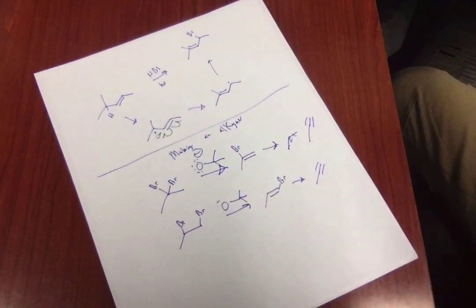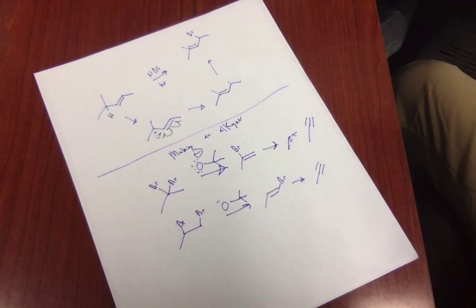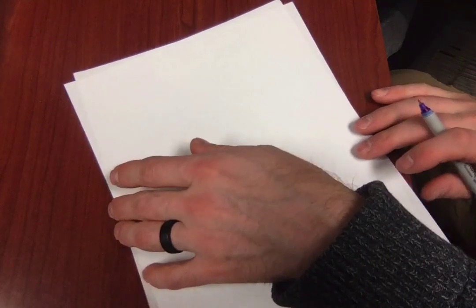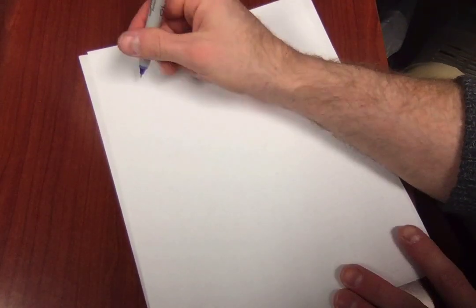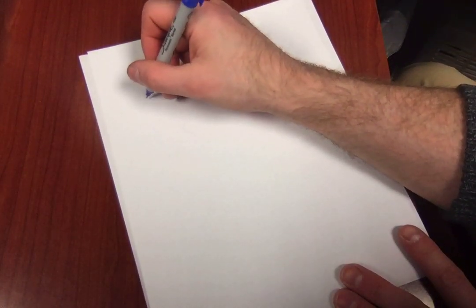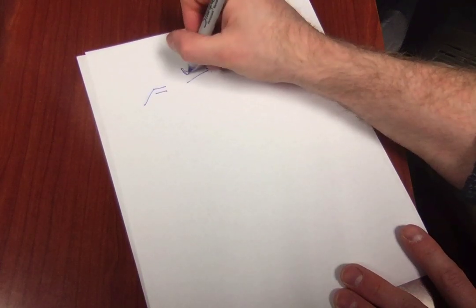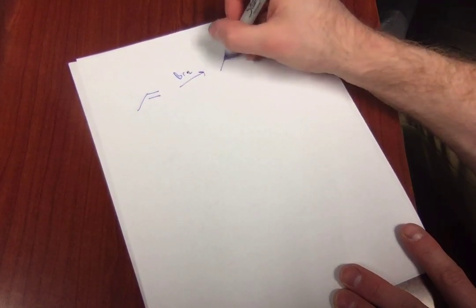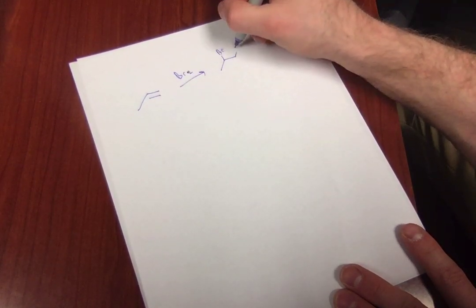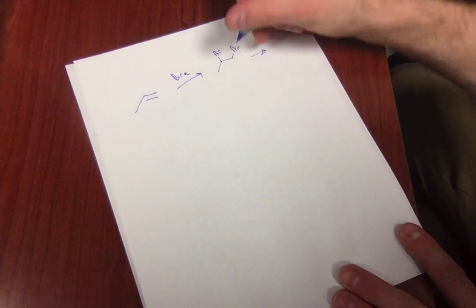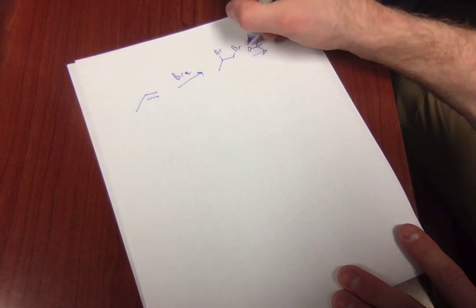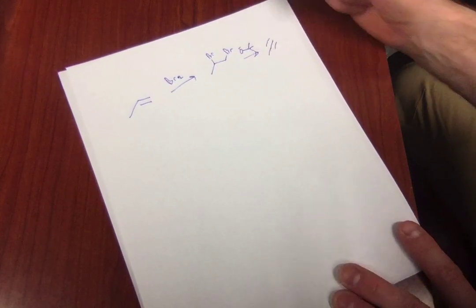We can use double bonds in order to form these. So starting from a double bond here, if we throw in Br2, we can dibrominate. And then from this point, adding in tert-butoxide would let us generate our alkyne.